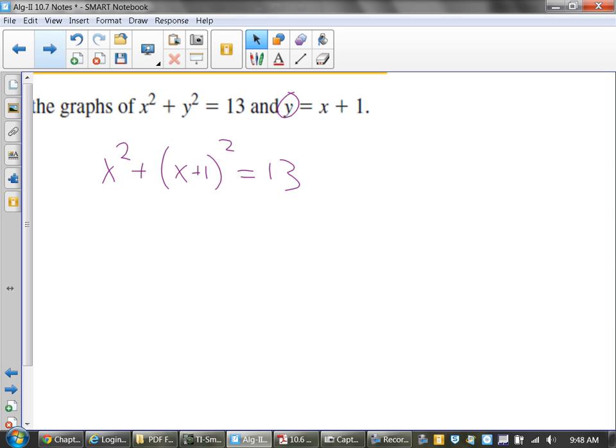What do you think you have to do? FOIL. The quantity squared equals the quantity times the quantity.